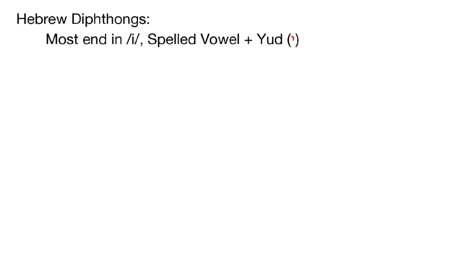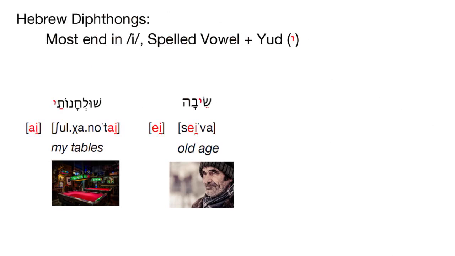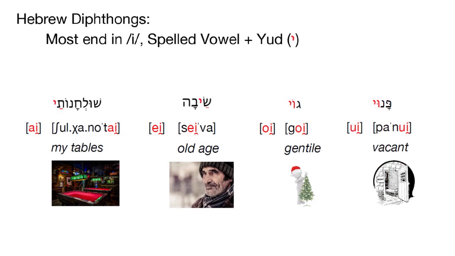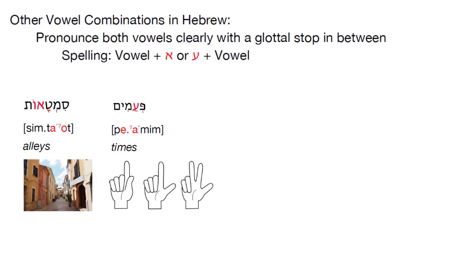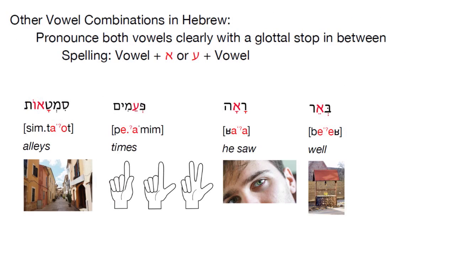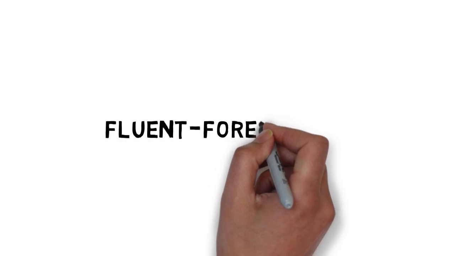After that, we discussed vowel combinations, starting with the diphthongs ending in E. I, as in shulchanotai. A, as in seva. Oi, as in goy. And ui, as in panui. Then we talked about other vowel combinations which generally are separated with a glottal stop. As in simtaot, pe'amim, ra'ah, and be'er. But in casual, fast speech, those glottals can sometimes fall away, giving you either combinations of 2 vowels in a row with a little impulse on the second, as in simtaot and pe'amim. Or if you have 2 of the same vowel in a row, you'll often hear one vowel with twice the length. As in ra'ah, be'er, and Israelim. And so with that, we've covered all the sounds of Hebrew. Our next stop will cover a few of Hebrew's spelling rules.